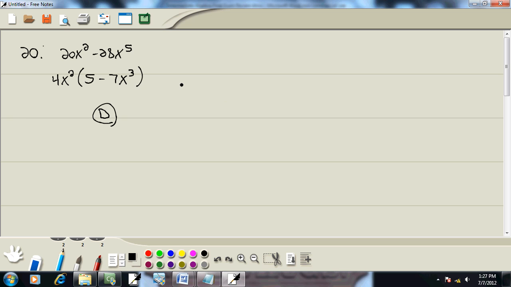Okay. Now what don't I like about this? Typically, if you follow this, you're going to find it causes you less headaches than not doing it. But you want everything to be in standard form. Standard form means you go from your largest power down to your smallest power. So we'd rewrite this as negative 28x to the fifth plus 20x squared.